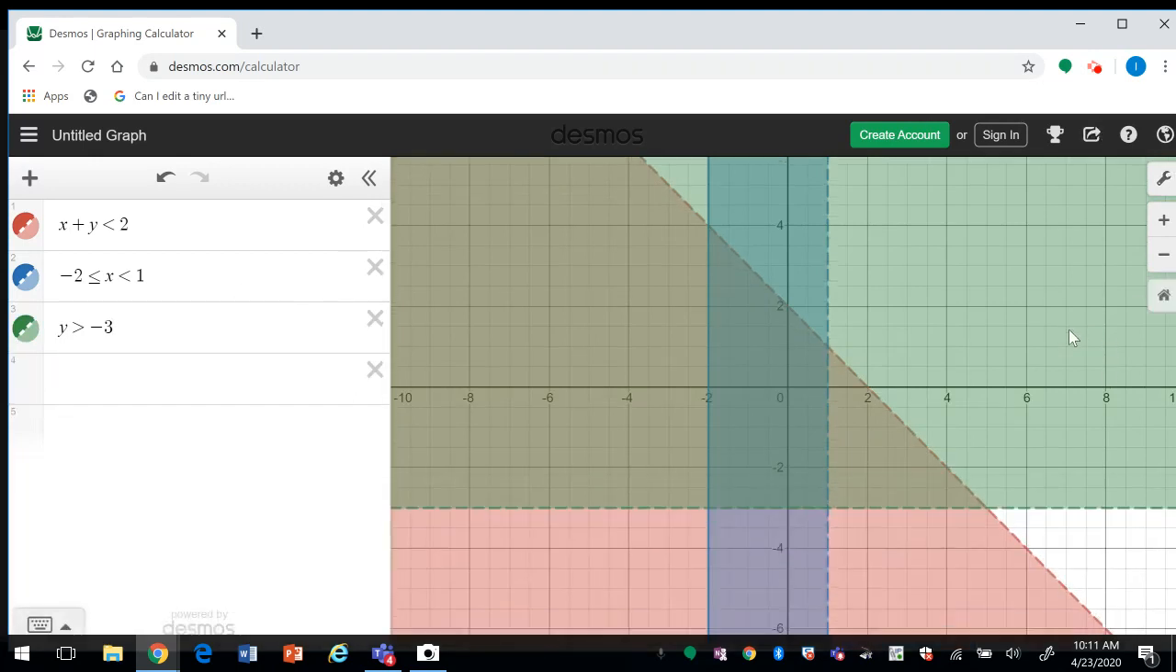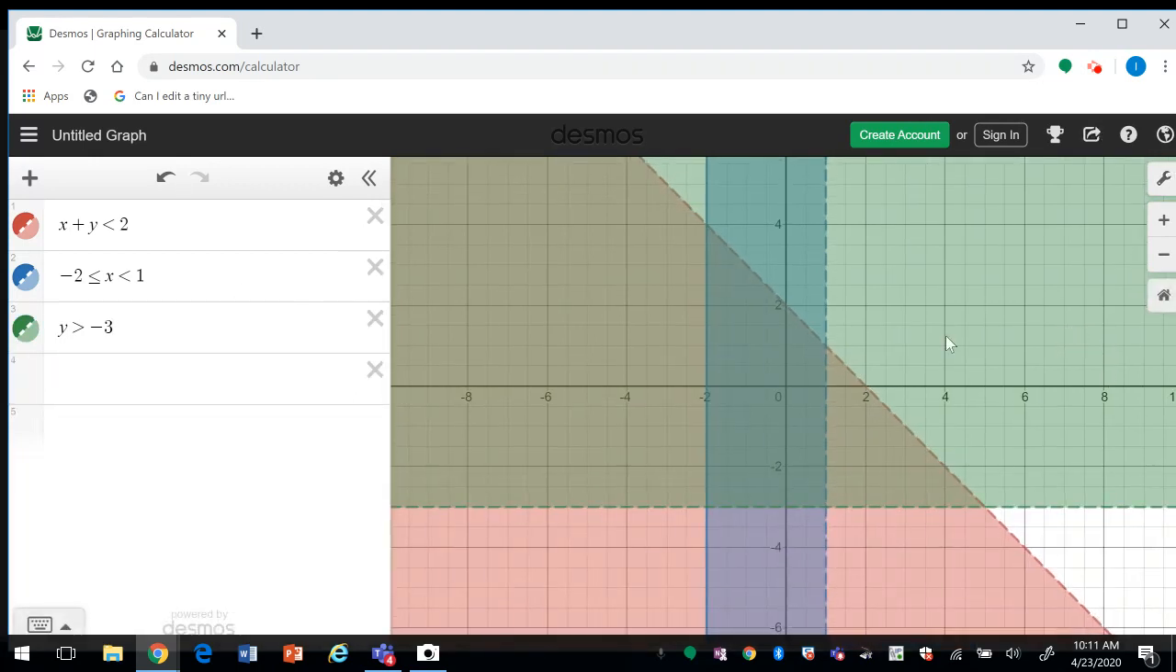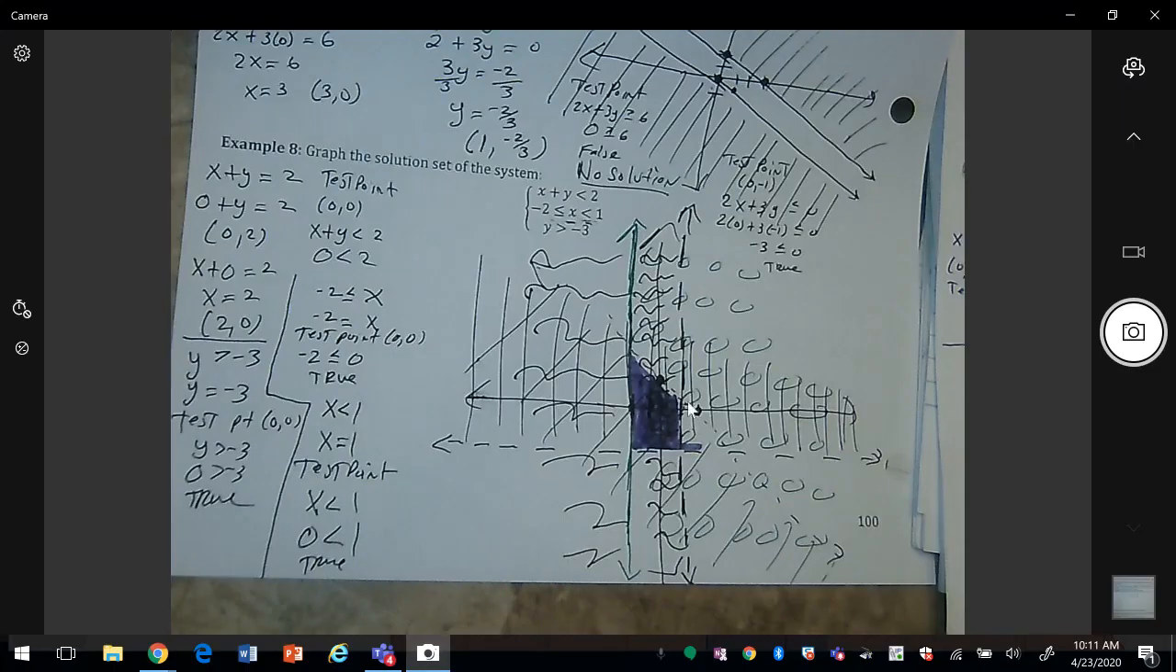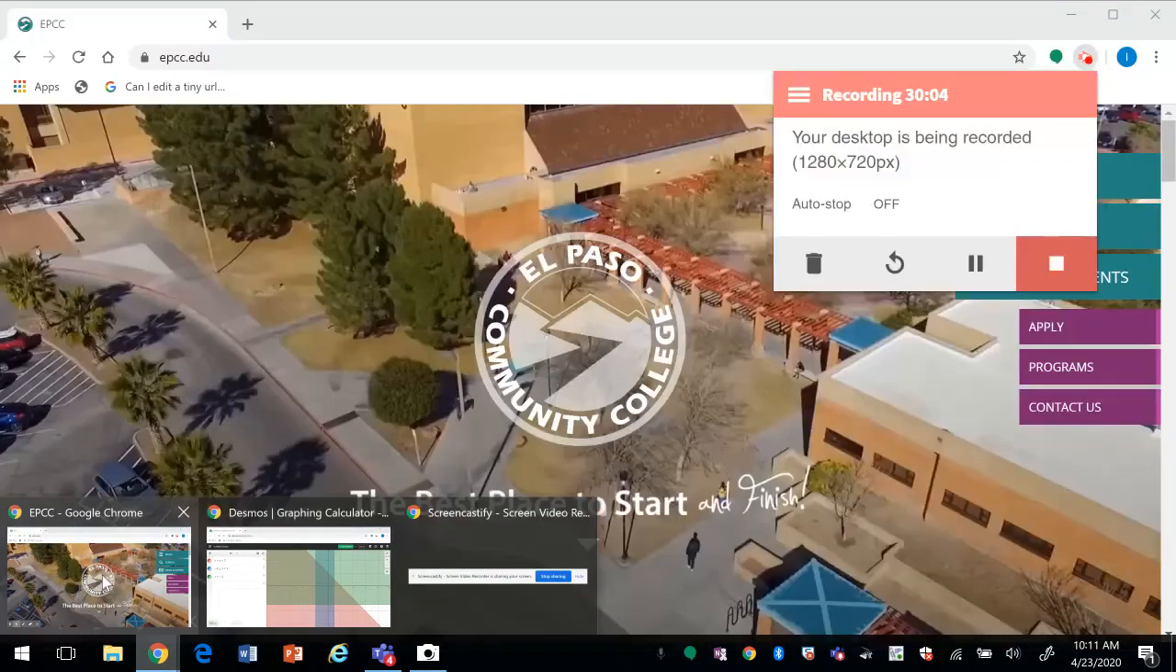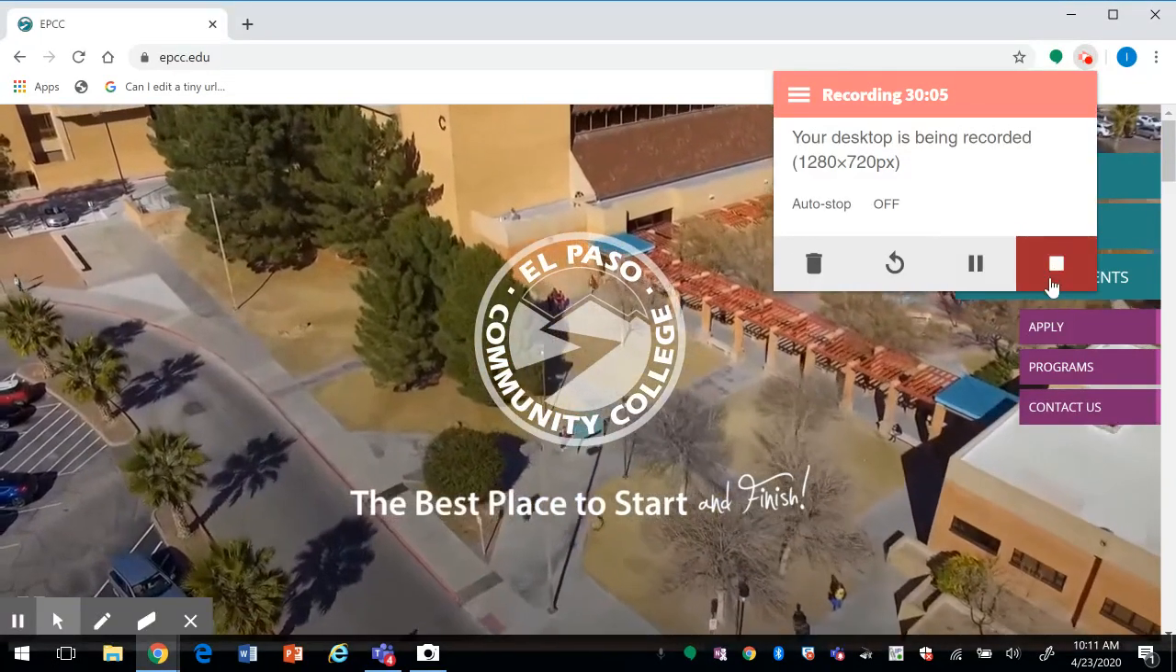And so if we compare this, then you can see that this is a lot darker in this area because it has all 3 shadings. So my solution is this area right here, which is what I have in here. So that was section 7.5.